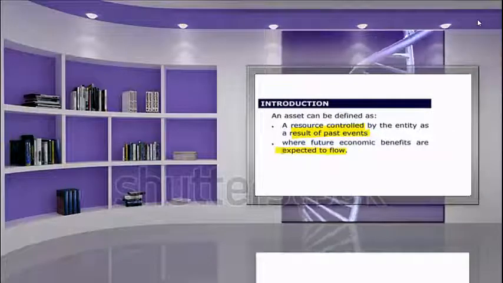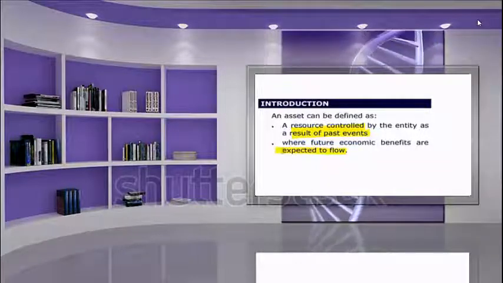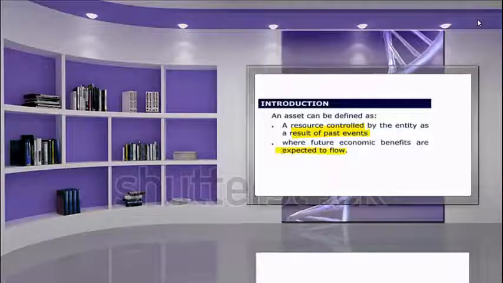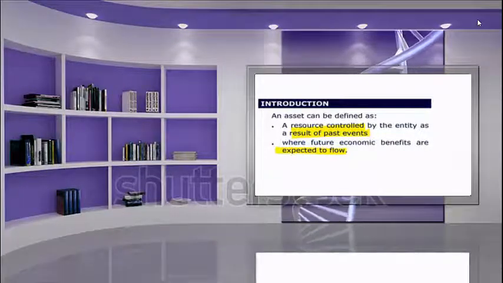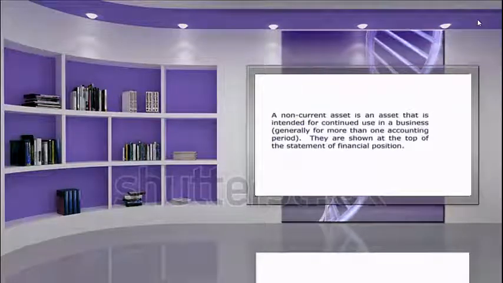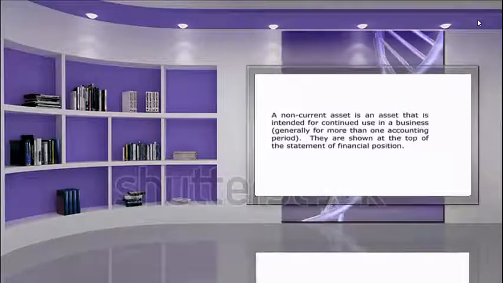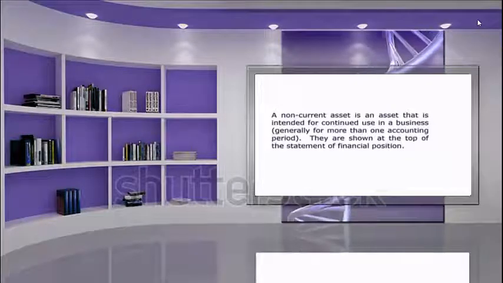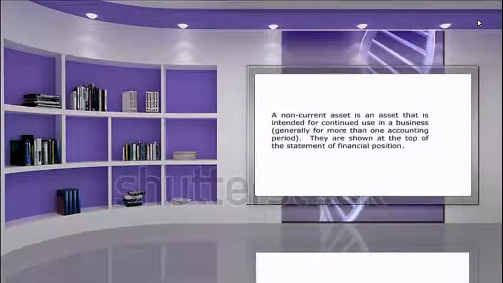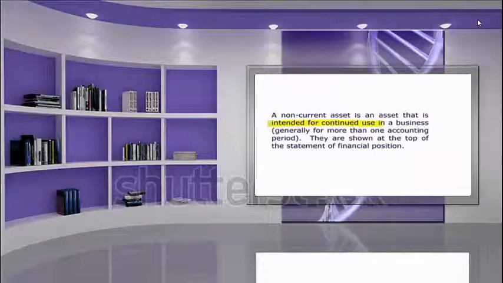Now, that's just an asset. That's just an asset by general definition. Now let's go further and look at what a non-current asset is. So then, a non-current asset. Well, a non-current asset is an asset that is intended for continued use in a business.